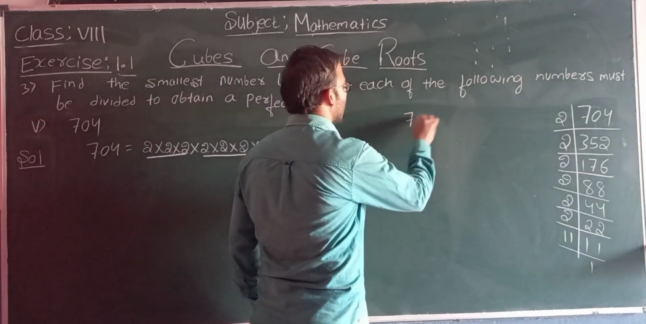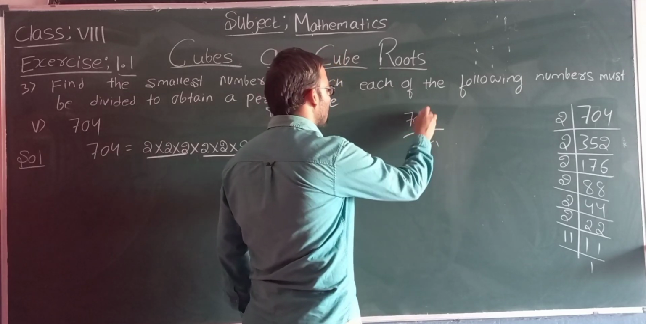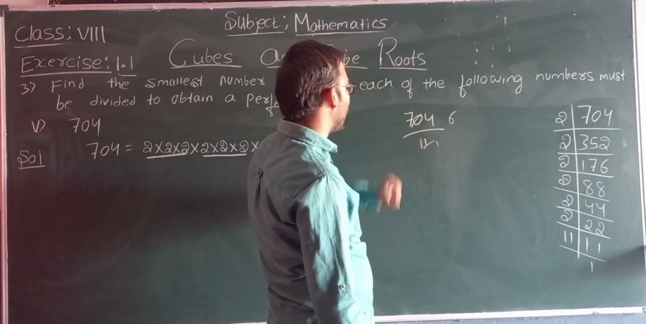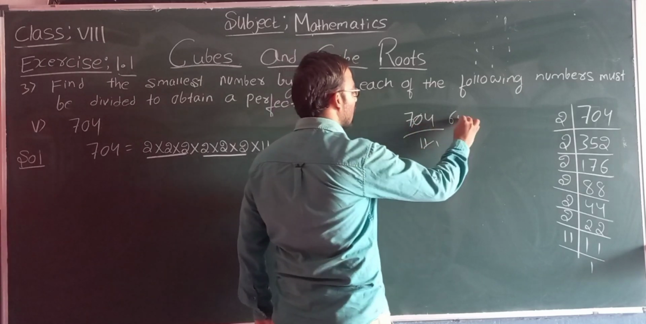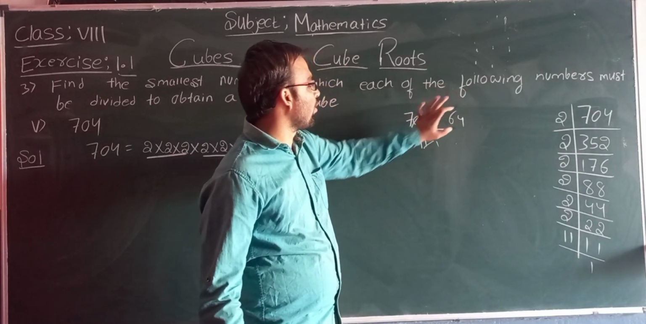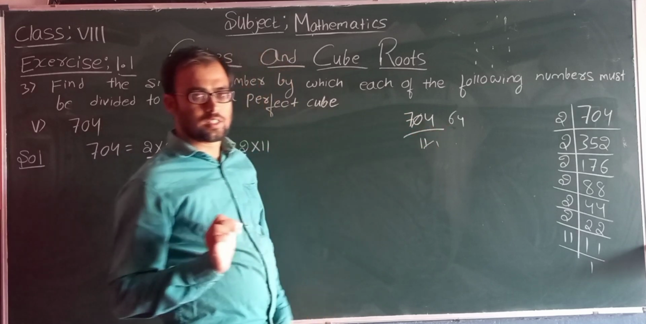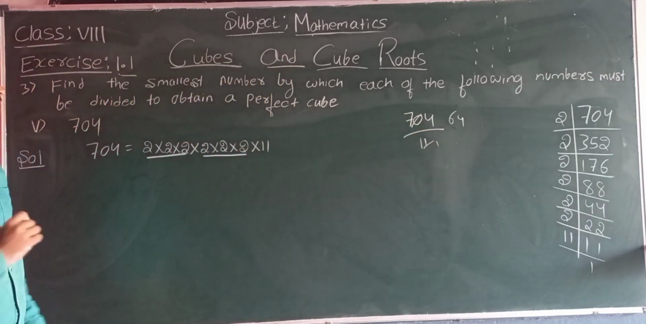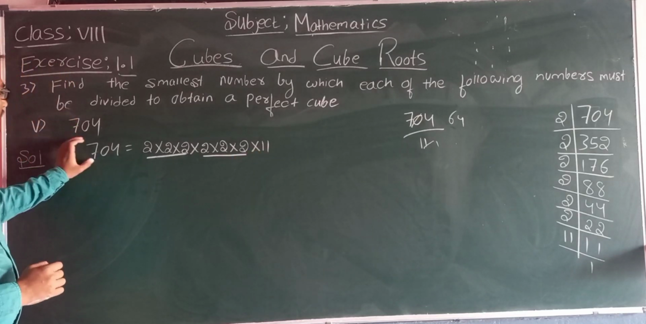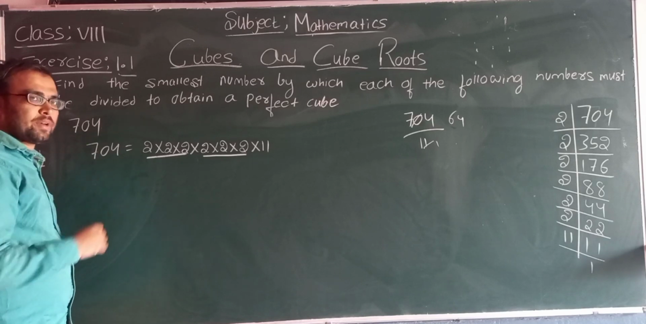Look at here. When we divide this number by 11, 11 6s are 66. So 4 is remaining, and here 4 will become 44, 11 4s are 44. So we are getting 64 now. When we divide 704 by 11, we are getting 64. 64 is a perfect cube now, students. As 11 is not in a group of 3, this number must be divided by 11 to make it a perfect cube.